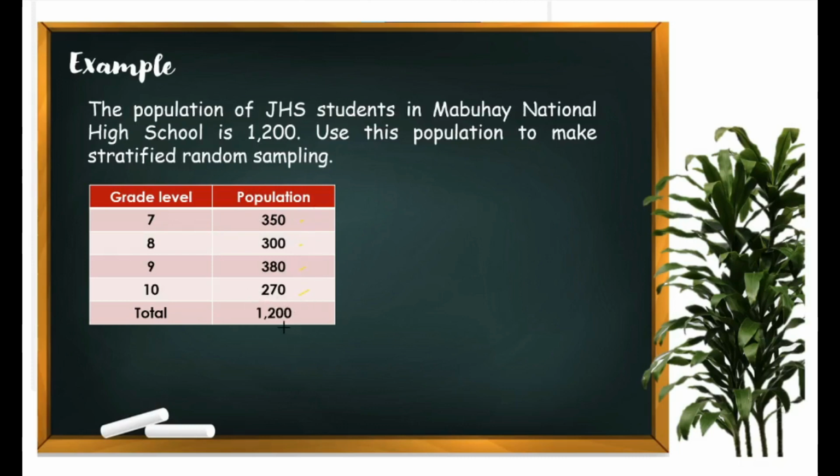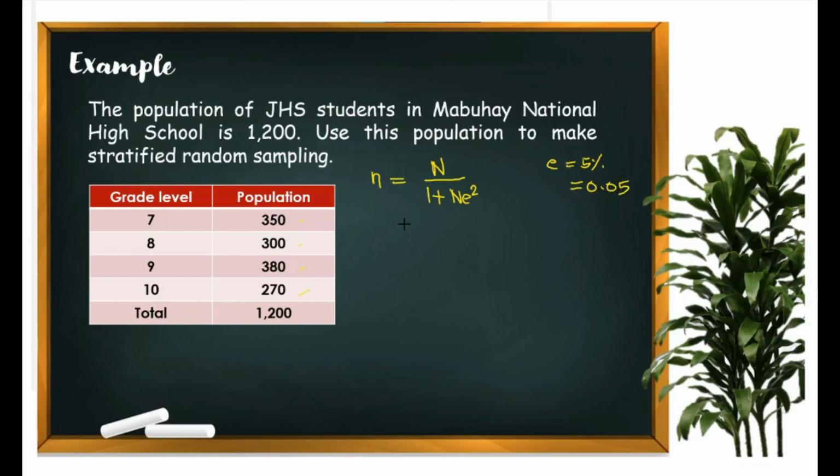Okay, ngayon, ang gagawin natin is kunin muna natin yung ating desired sample size para sa buong population na 1,200 using the Sloven's formula. So we have n equals capital N all over 1 plus Ne squared. Para sa problem na ito, ang gagamitin nating margin of error is 5%, or this is equivalent to 0.05.